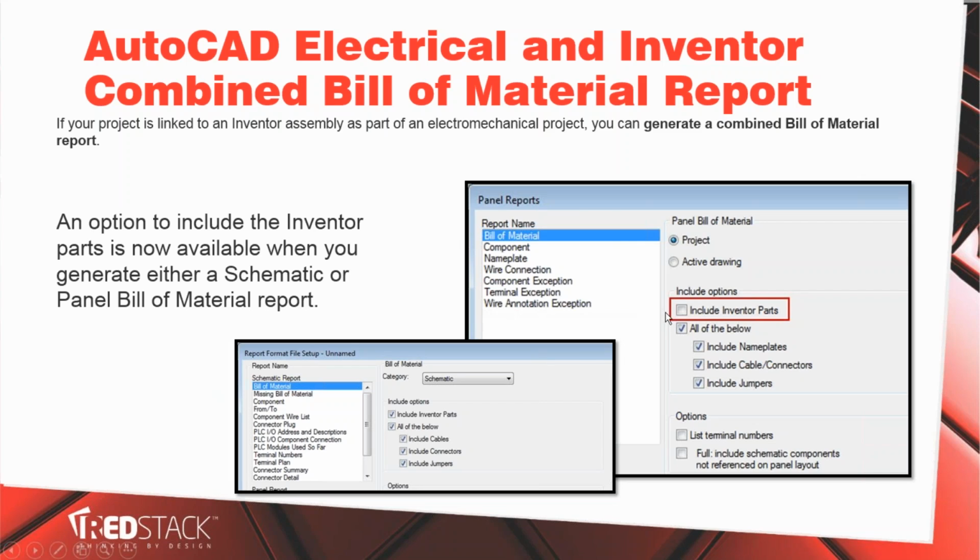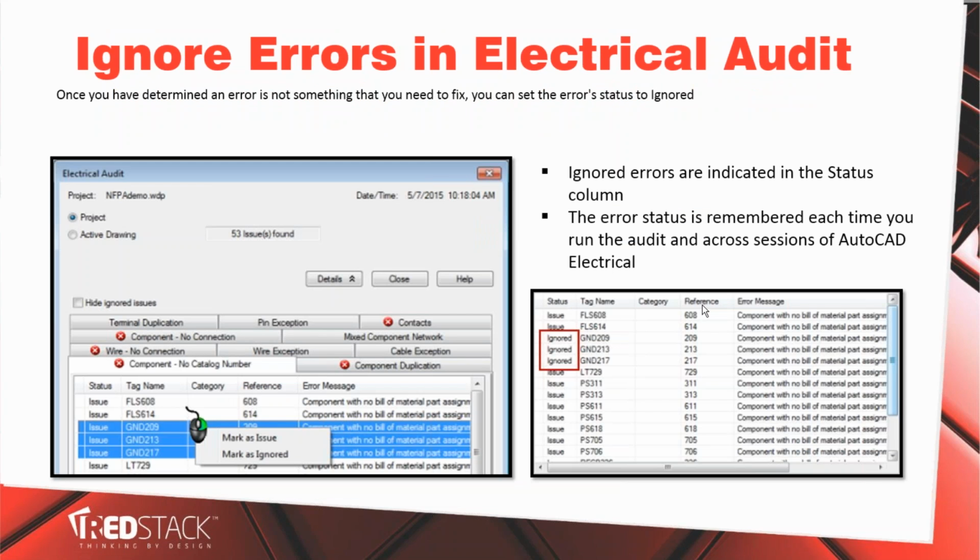So all you have to do is just start the panel or schematic report and tick include Inventor parts. Okay, and that's it. Another nice feature which I do like is ignore errors in electrical audit. So those who never use electrical audit, I do recommend you to have a look at this feature. It's quite nice. So electrical audit is not a new function. What's new is this: it allows you to ignore any false alarms.